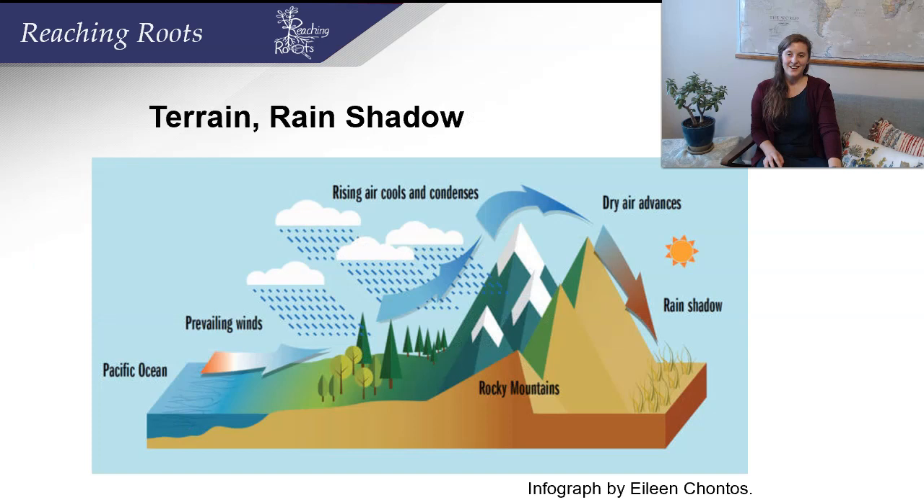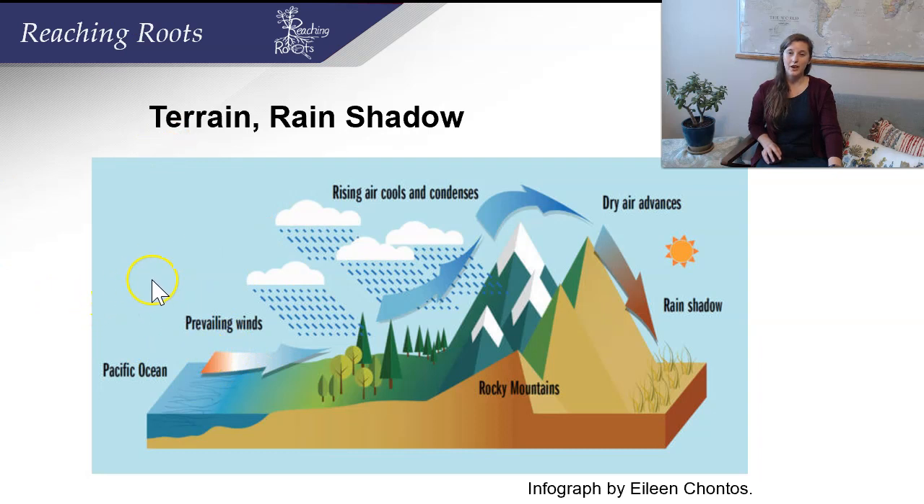The next thing I'd like to talk about is terrain, in particular a rain shadow. This is a really interesting phenomenon. An excellent example is in California, near the Pacific Ocean. So let's talk about what this phenomenon called a rain shadow is.